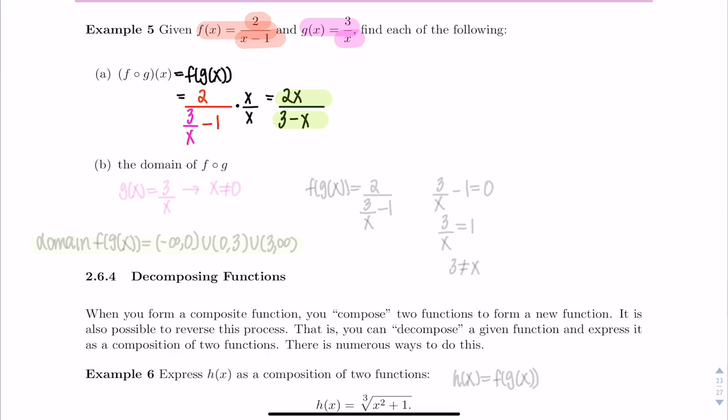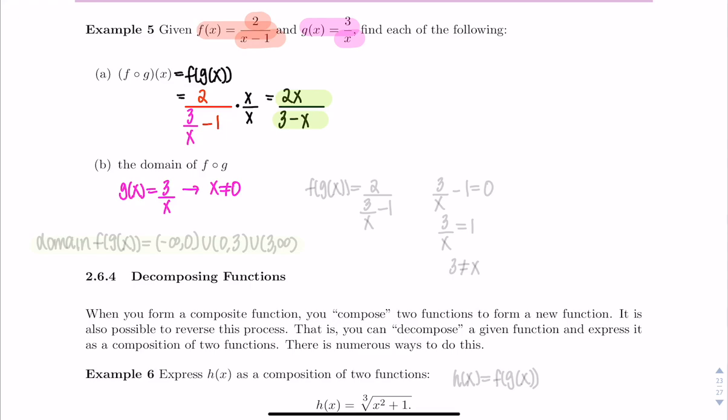So first, if x is not in the domain of g, it must not be in the domain of f of g. So let's look at g of x first. The only value of x we can't have is 0, and that's because we would be dividing by 0. So x cannot be 0, which means it can't be 0 in f of g. Now for any x for which g of x is not in the domain of f, it must not be in the domain of f of g.